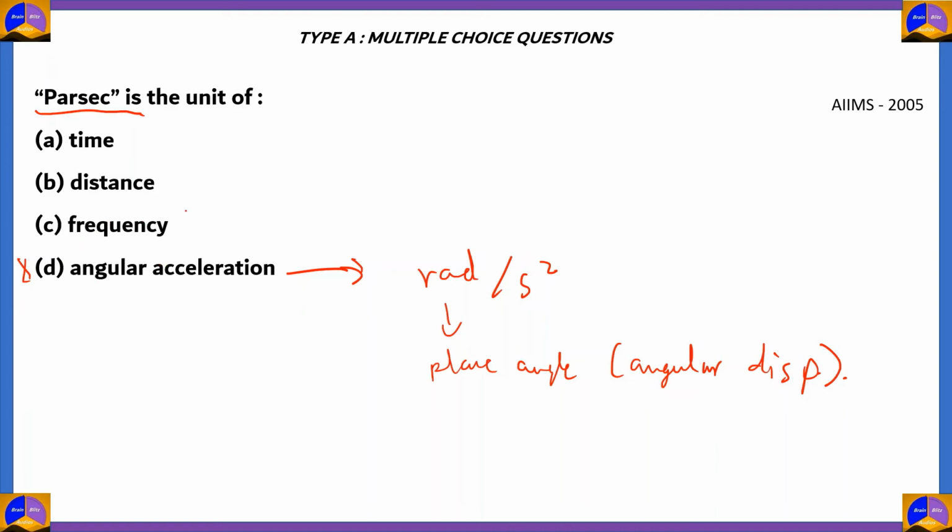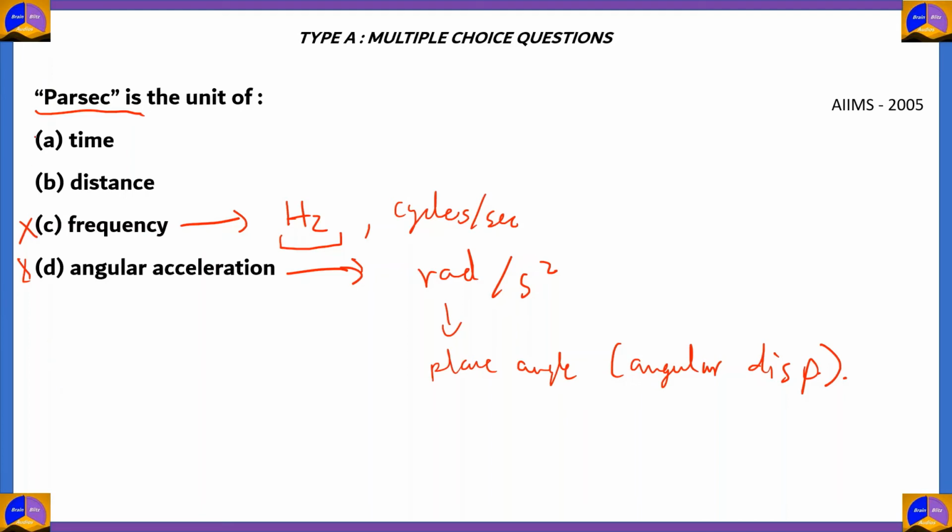What about option C, frequency? Frequency has the unit hertz, cycles per second, or turns per second, etc. So the unit is hertz, so it's not parsec. So option C is incorrect.